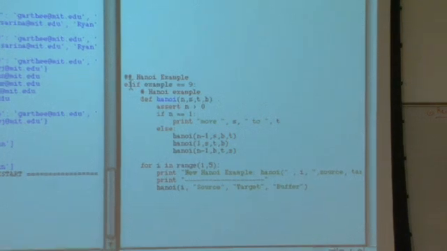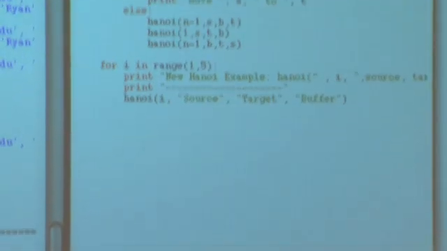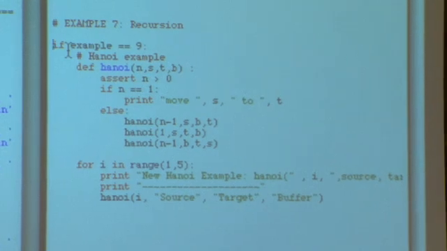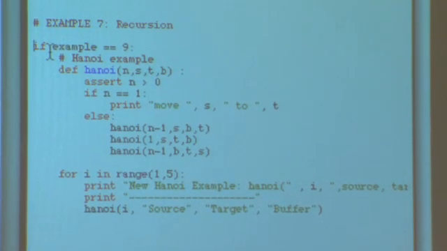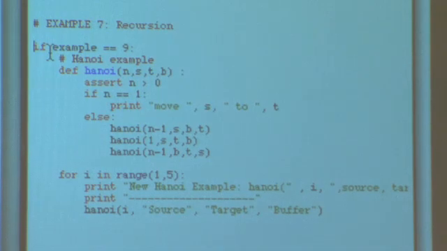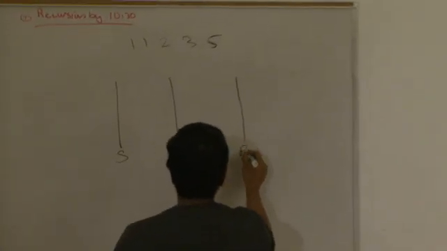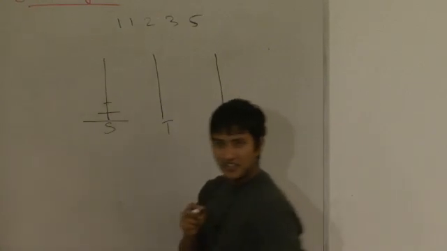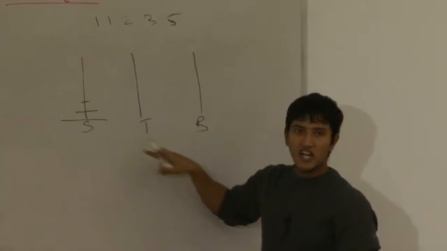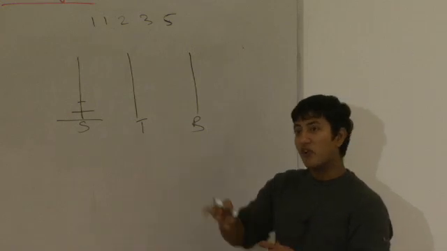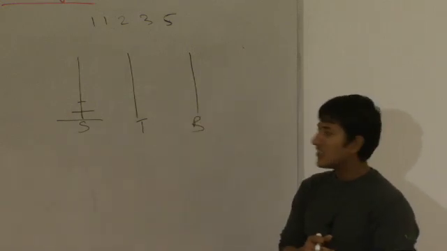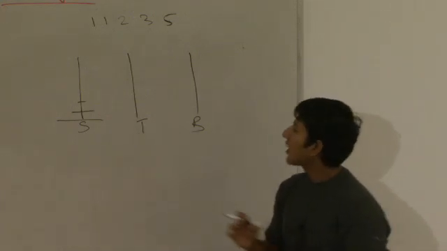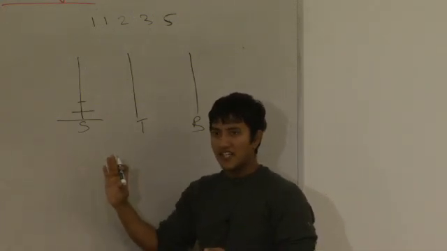The final example is the Hanoi example. Okay, this is very interesting. So here we have 3 towers: source, target, and buffer. Suppose you have 3 disks. You want to move them from source to target. And you can never have a bigger disk on top of a smaller disk. Then how would you move? Okay? So can you express this problem in its simpler version?